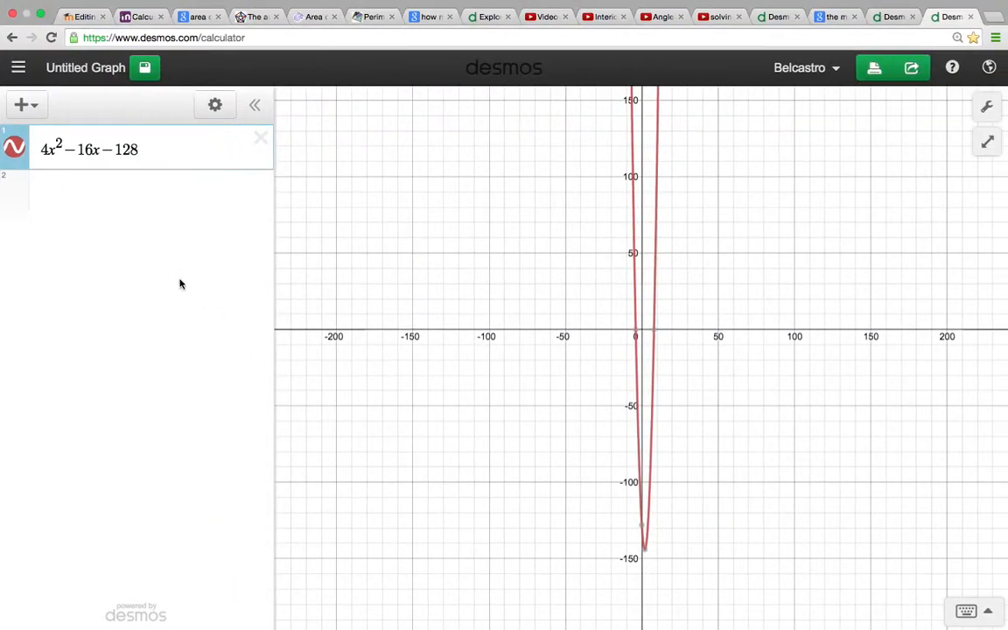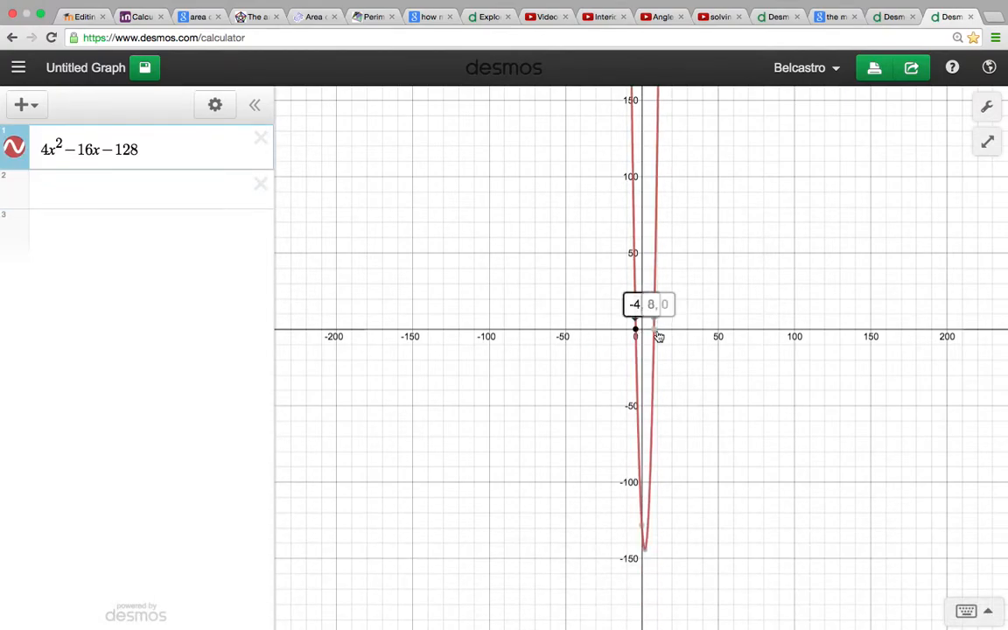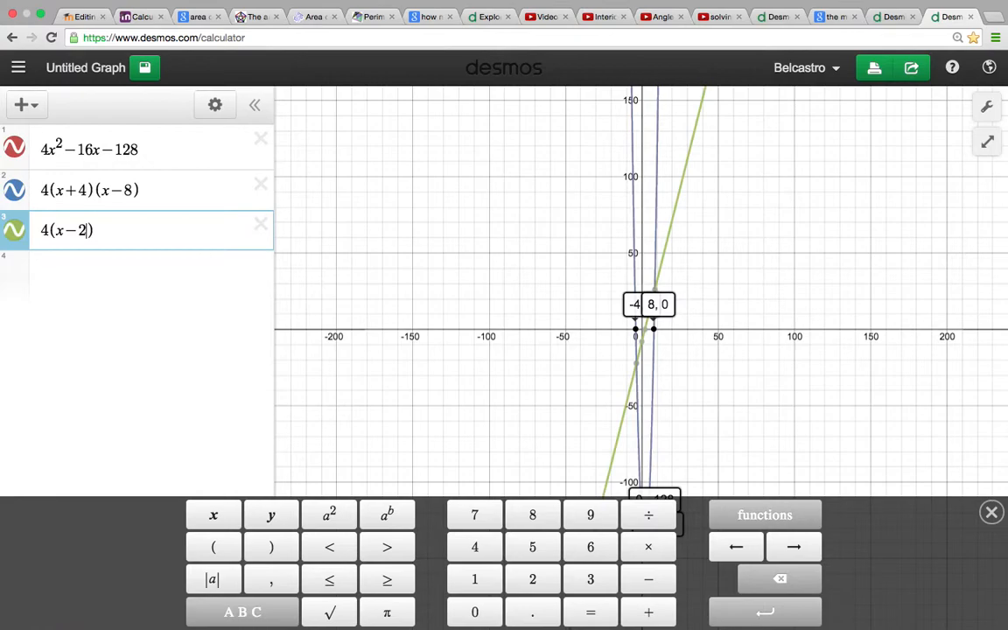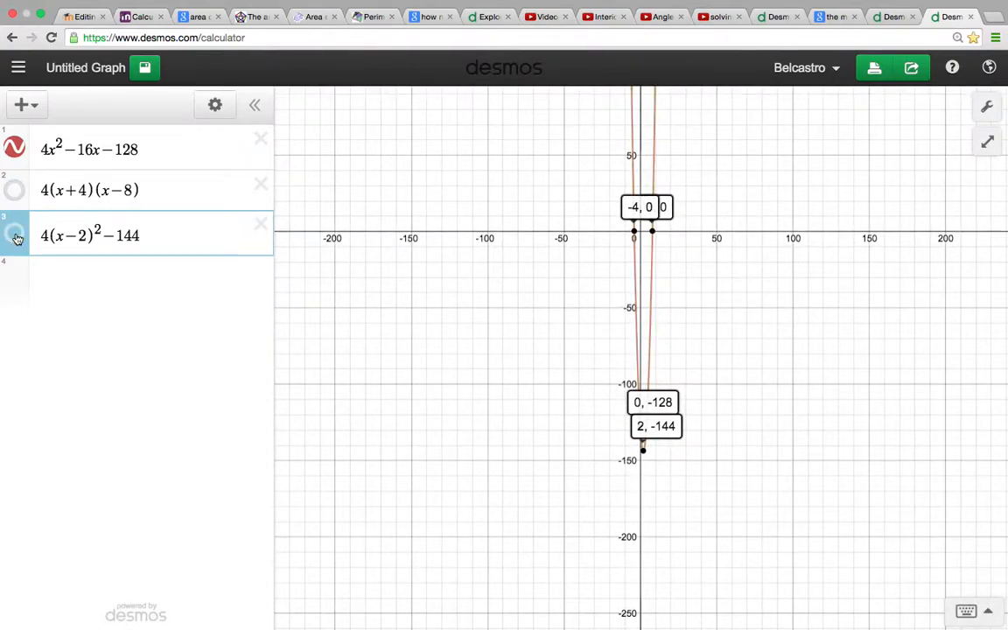If we quickly take a look over here, that's what we have. Here's the original. It has x-intercepts at negative 4 and 8, a y-intercept at negative 128, and a vertex at 2 and negative 144, like we said. Our factored form was (x plus 4)(x minus 8), drawn right above, and our vertex form was 4(x minus 2) squared minus 144, I believe. And there you go. You see they all overlap each other. Perfect.